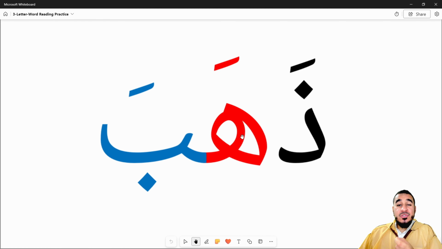Why? Because if it was written as it is in the middle of a word, then it must connect to the letter before it. But it is forbidden from connecting to the dhal. The dhal does not accept for that next letter to connect. Therefore, it would take the shape of the first letter in the beginning of a word. Jameel. So, dhahaba.